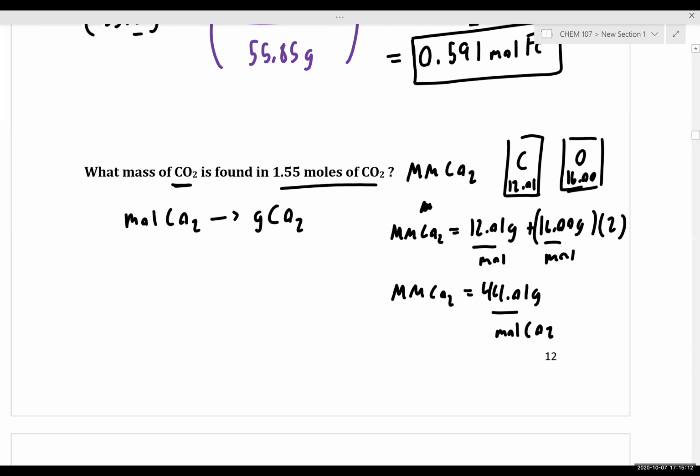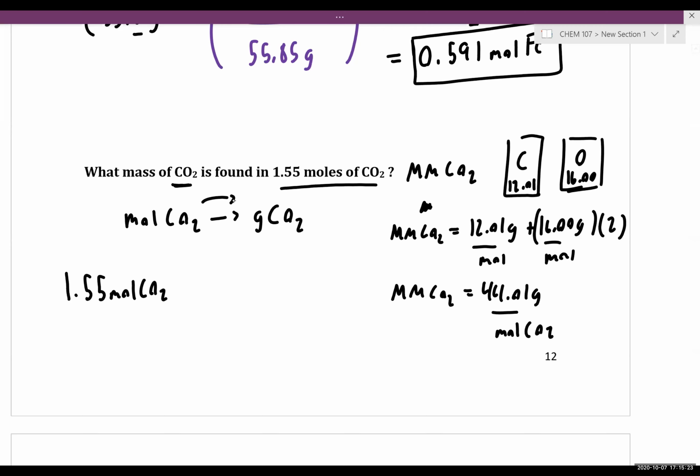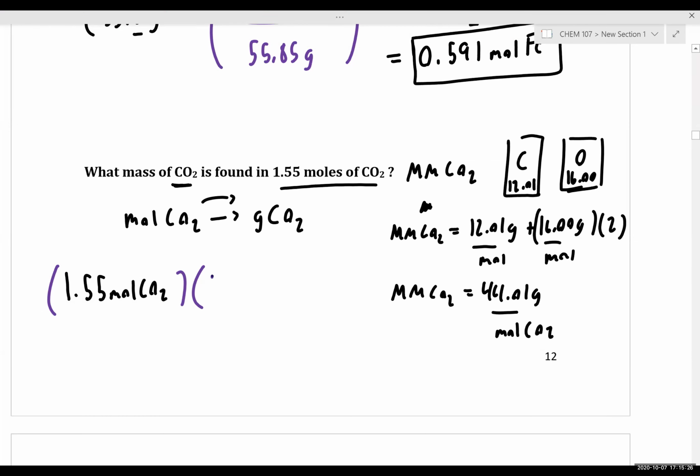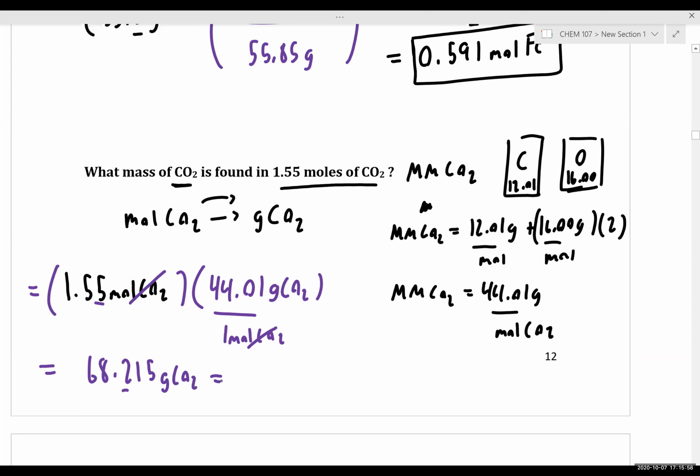Yes. Perfect. So to go from moles of carbon dioxide to grams, I'm going to plug in my initial moles of carbon dioxide. And since I'm going to grams, I'm going to need grams on top. So we have 44.01 grams of carbon dioxide per 1 mole of carbon dioxide. The units of moles cancel. And now punching this into our calculator, we in turn get 68.215 grams of carbon dioxide that we round to 68.2 grams of carbon dioxide.